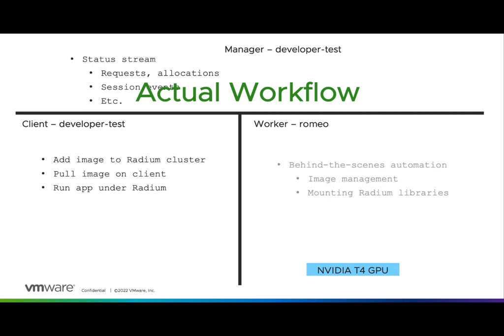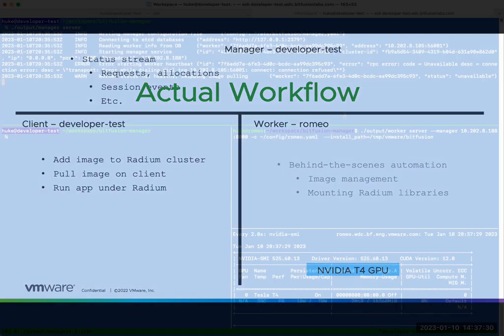First, the client will add the image to the Bitfusion cluster. Second, the client will pull the image for itself. Third, the client will run the containerized application. Now, behind the scenes, Radium will take care of two things. One, the manager will ensure that workers pull the image. Two, it will mount the Radium libraries in the containers and launch any application as a Radium process.